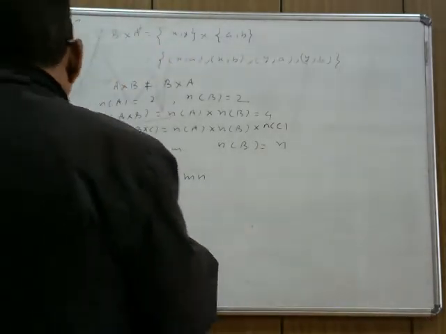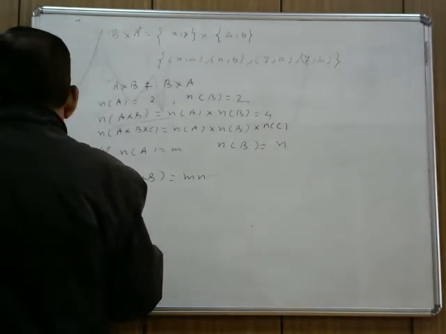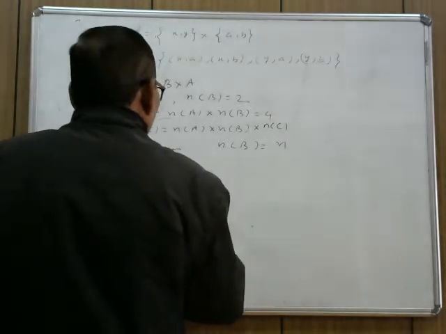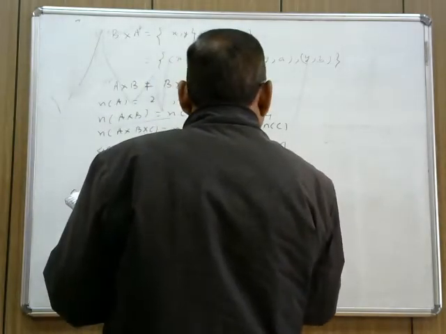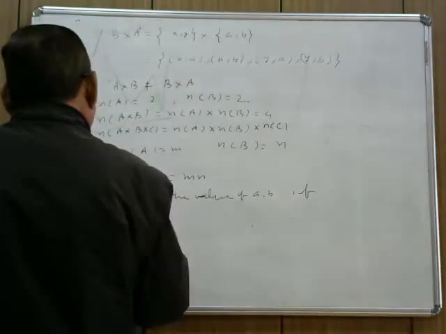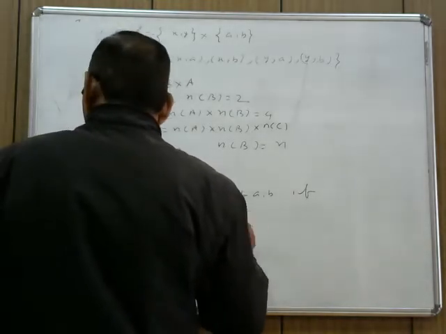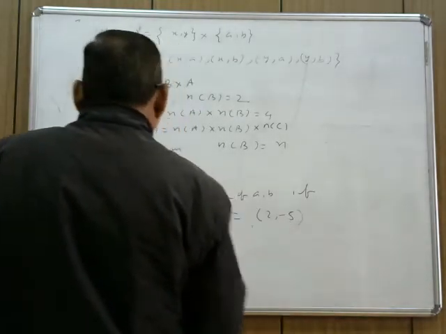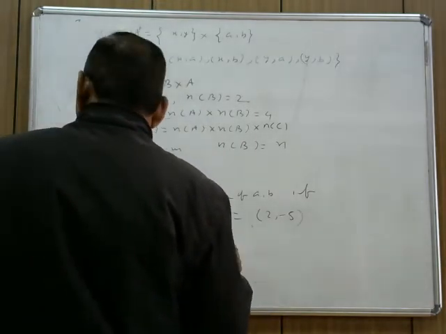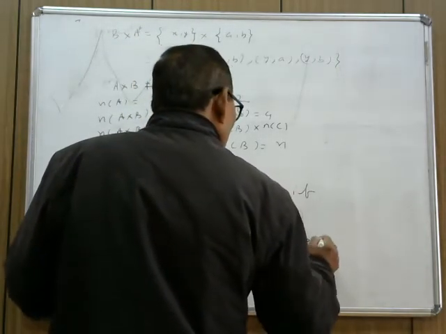Now I reach question one. Find the value of A and B, that is the question. Find the value of A and B if (A minus 3, B plus 7) is equal to (2, minus 5), and second, (2A minus 5, 4) is equal to (9, B plus 4).